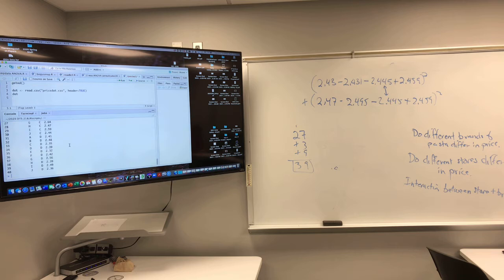Put up your red sticky if you're having difficulty getting the data file loaded. Put up your green sticky if it's working. Oh, everybody's got it? Okay.